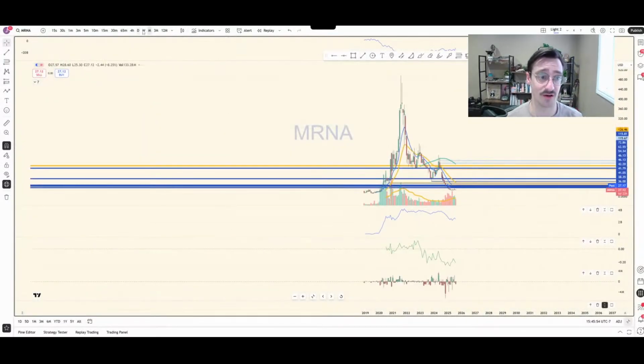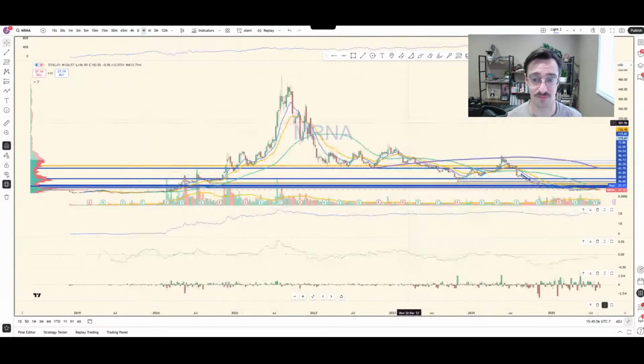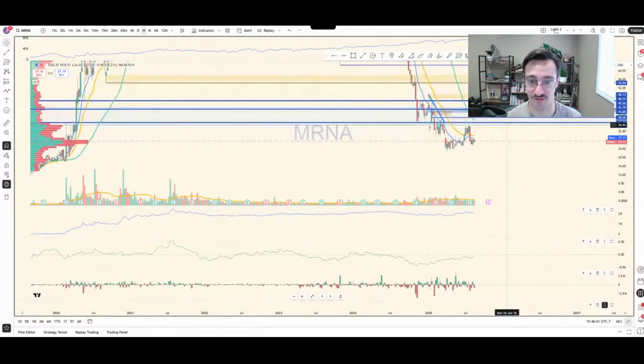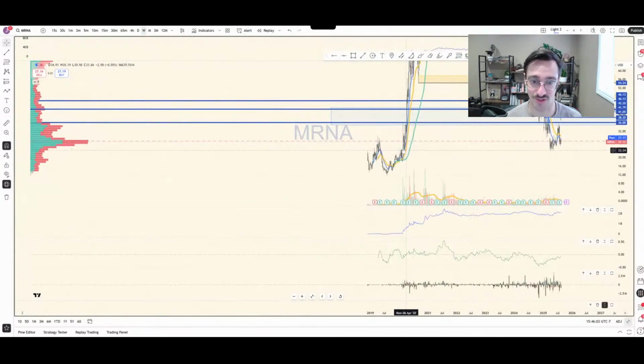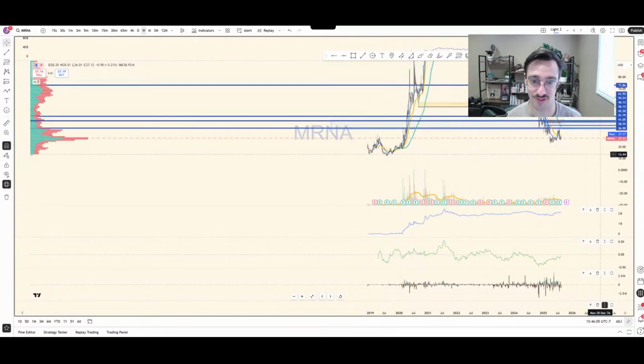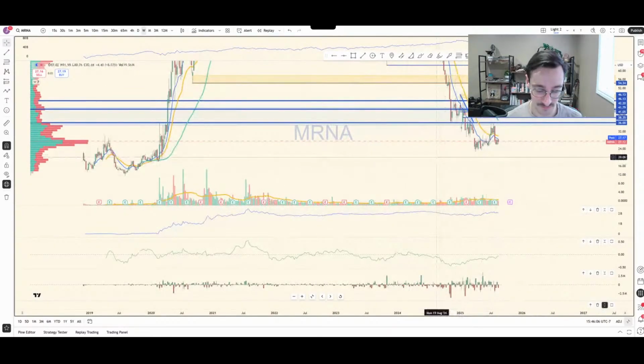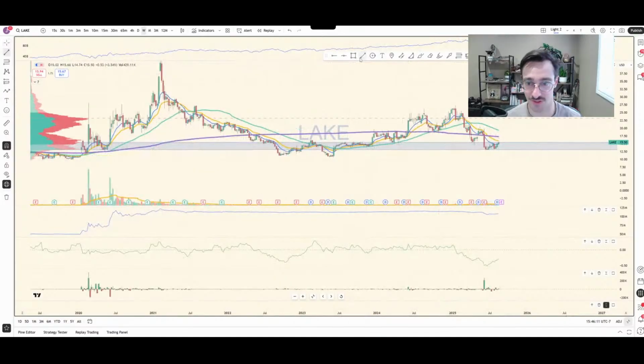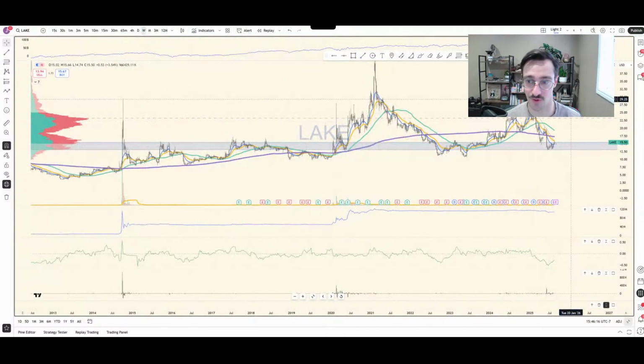So other names you can look at are Moderna, but these are rough. This one in particular is looking still pretty rough, but it is trying its darndest to hold these pre-breakout levels. Lake, they make masks. This one's setting up pretty nicely. I do like this name. Be watching this one for a long-term hold.